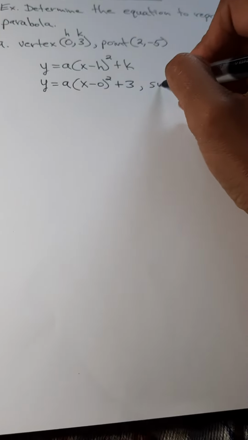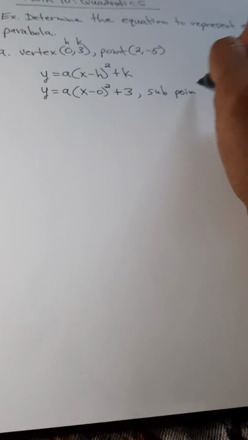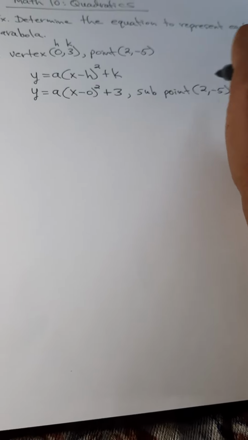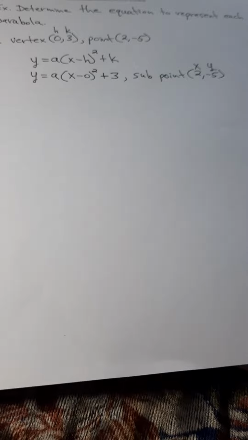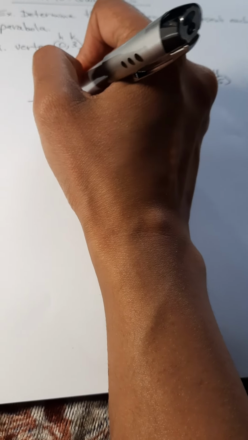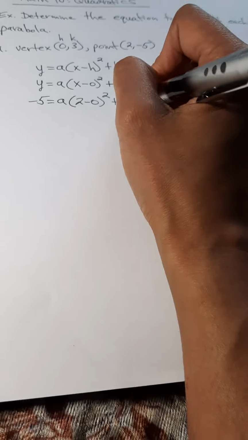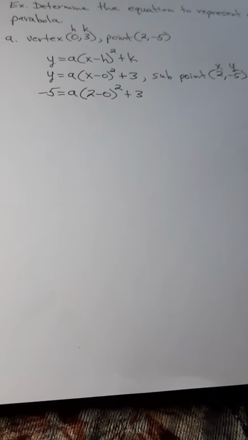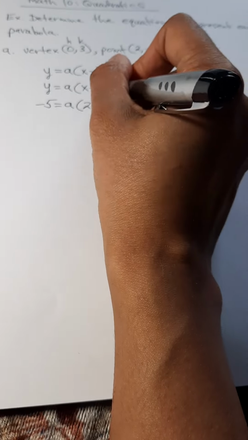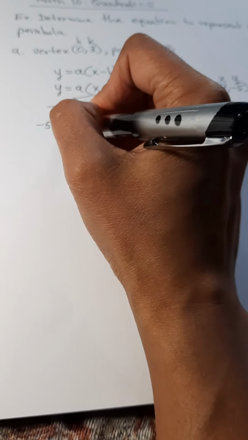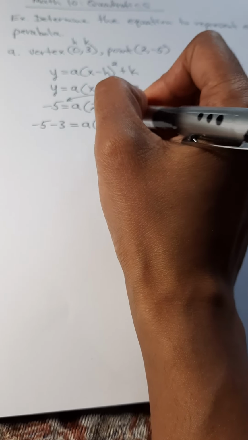Then we're going to sub in this point, which is (2, -5), for the x and y. So the y is equal to -5. So -5 equals a, and then x is 2, so (2 minus 0) squared plus 3. I hope everyone's following along here. In the next step, I'm going to take this positive 3 to the other side, so it becomes negative. So we do -5 minus 3 equals a times (2 minus 0), so 2, and then squared.